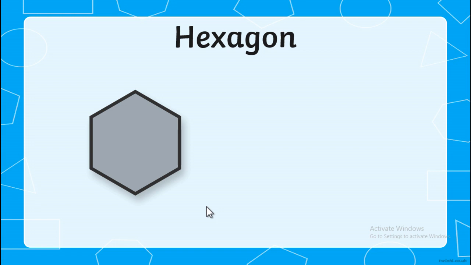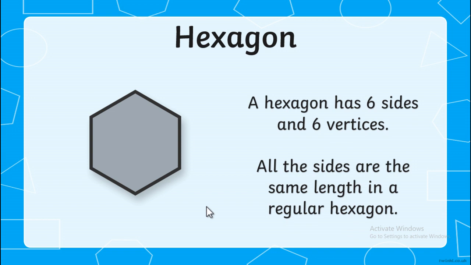Now the next shape is also new, but maybe you are familiar with the name. Hexagon. Hexa means number 6 in the Greek language. Hexagon. And a hexagon is a shape that has 6 sides. From the word hexa, 6. A hexagon is a shape that has 6 equal sides. Okay? A hexagon has 6 sides, 6 vertices. All of the sides are equal, the same length.